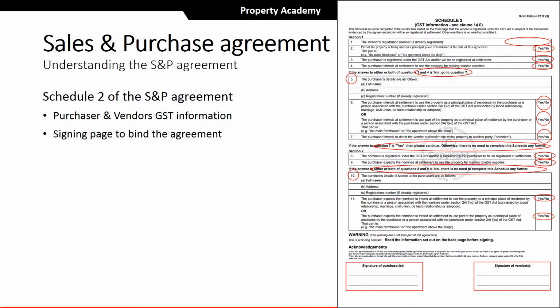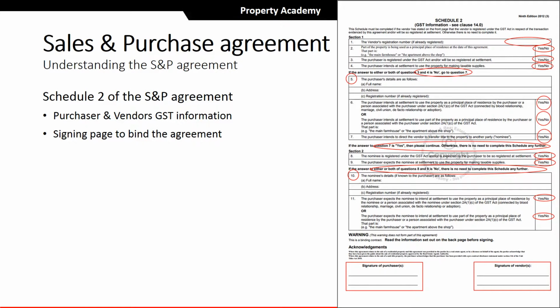Number 3 is the purchaser is registered under the GST Act and will be so at the time of settlement. That's normally yes, because if you are a property trader, you do have to be GST registered, so that's something we circle yes for. Number 4, the purchaser intends at settlement to use the property for making taxable supplies.